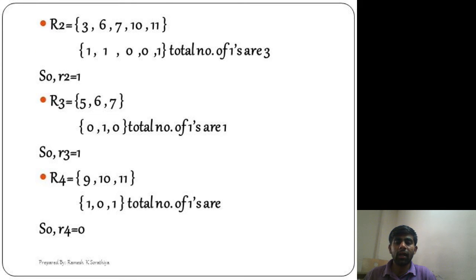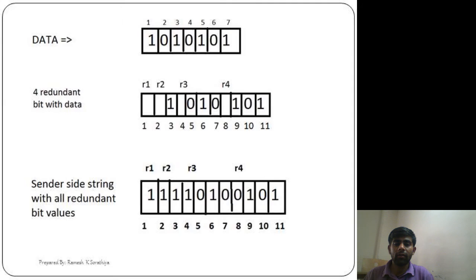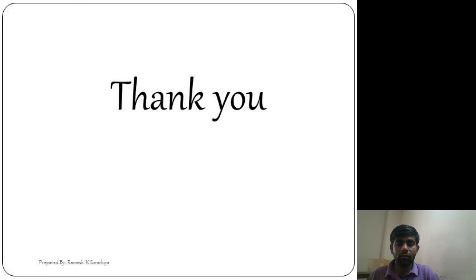Similarly, R2, R3 and R4 are counted the same way as R1. Here we can see that our original data is 7 bits and 4 redundant bits are added. R1, R2, R3 and R4 are added at position numbers 1, 2, 4 and 8. So the final string will have all redundant bits with values R1 equals 1, R2 equals 1, R3 equals 1 and R4 equals 0. Thank you.